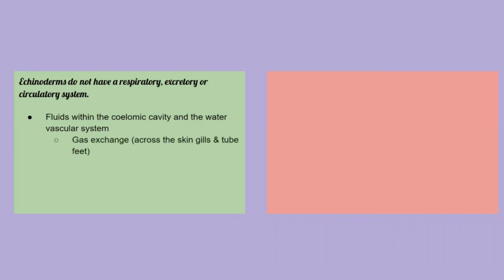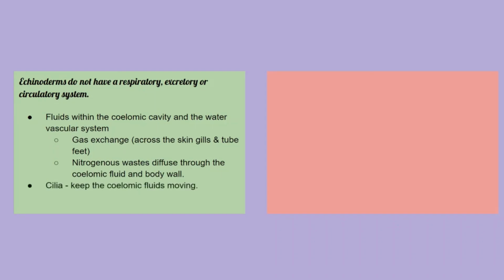So lastly, echinoderms do not have respiratory, excretory, or secretory systems. Fluids within the coelomic cavity and the water vascular system carry out many of these functions, such as gas exchange, and also nitrogenous waste diffuses through the coelomic fluid and body wall. Lastly, cilia keep the coelomic fluids moving.